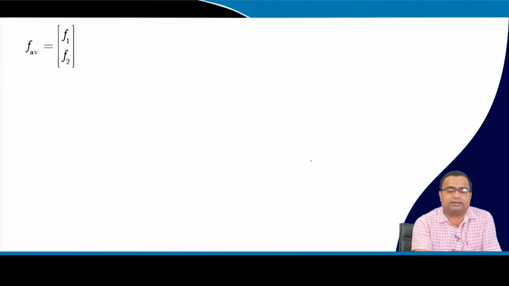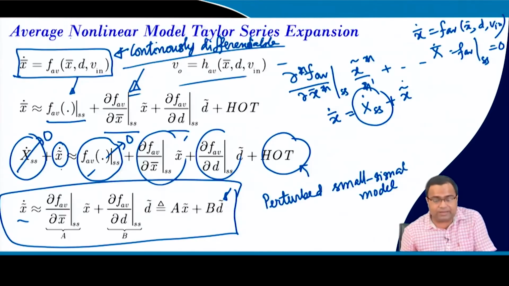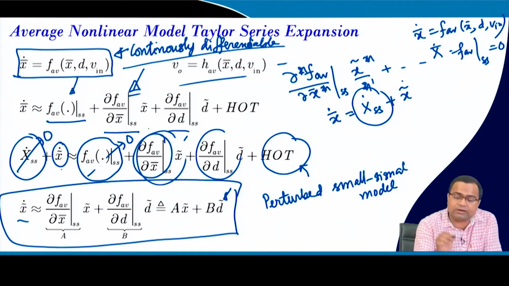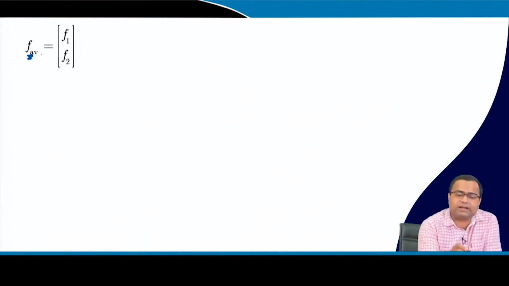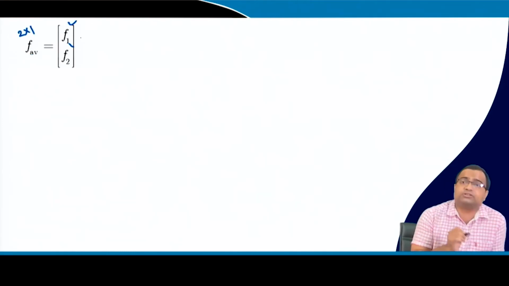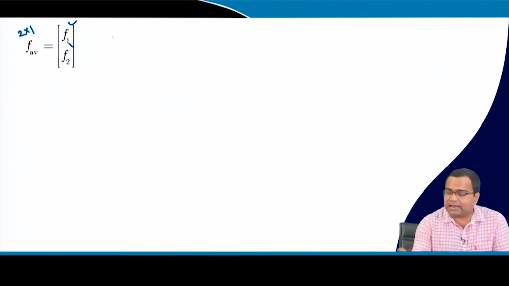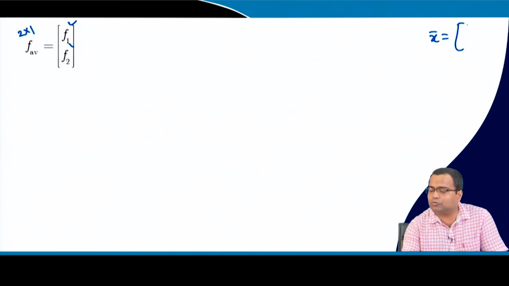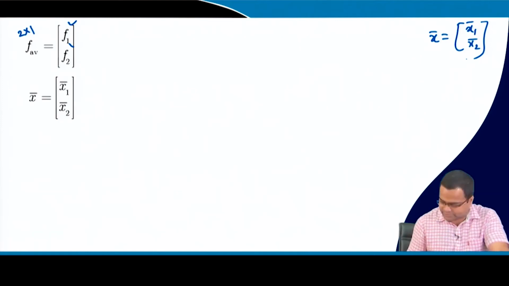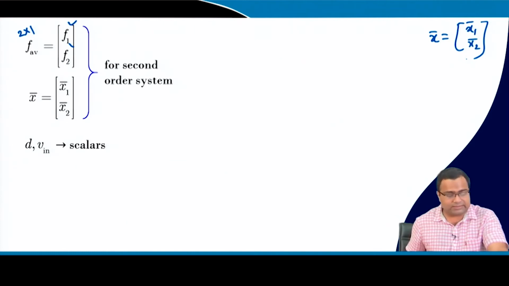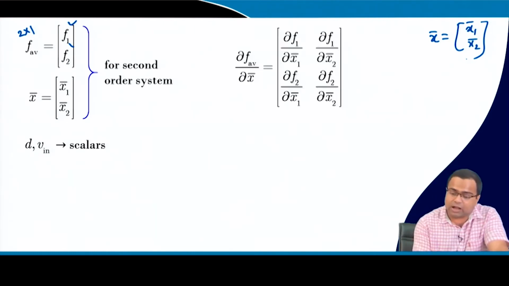So, we can take the vector. How can we find this Jacobian? How can we find this quantity ∂f/∂x? That means, if f average has 2 components, it is a vector, it is 2 cross 1, right. So it has 2 components f1, f2, those are scalars. And similarly, we have x which will also have 2 components x1 bar, x2 bar, right. Now, how can we obtain this, second order system, these are scalars. So, how to get this one?